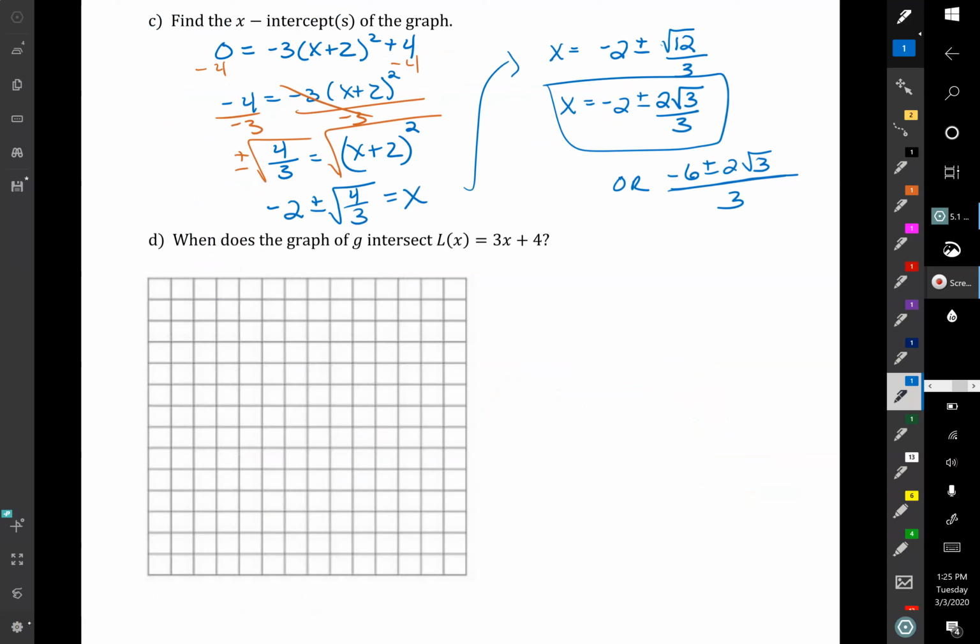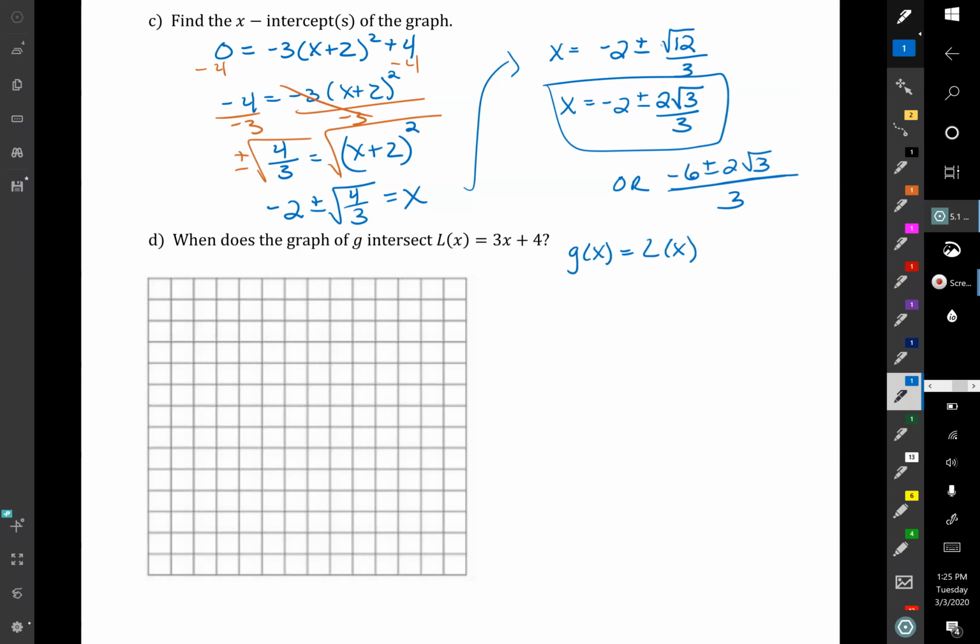So now we have an interesting question here. When does the graph of g intersect l of x equals 3x plus 4? So we could do this a couple of different ways. We could graph each one and then look at our graph. If we wanted a precise answer, though, we'd need to find it algebraically. And the way to do that would be to just write out your g of x. So you would want to know, when does g of x equal l of x, right? So I would set them equal to each other.